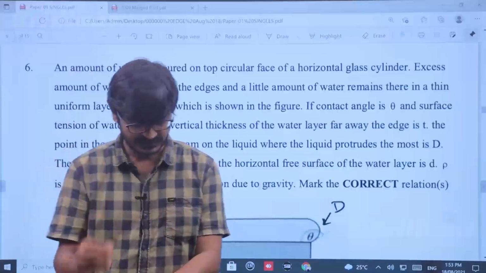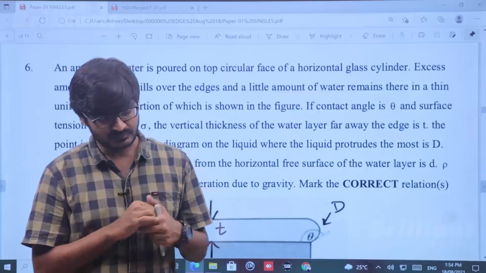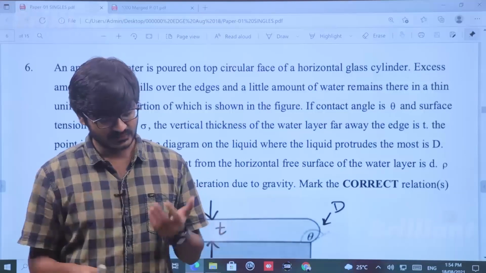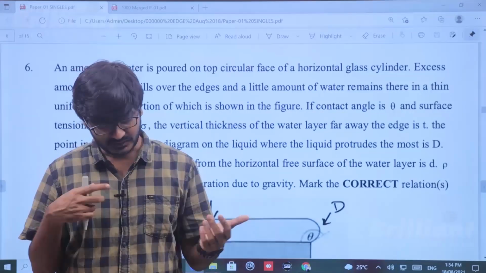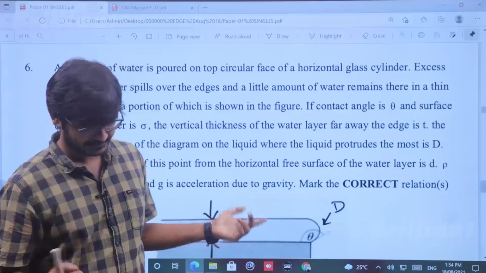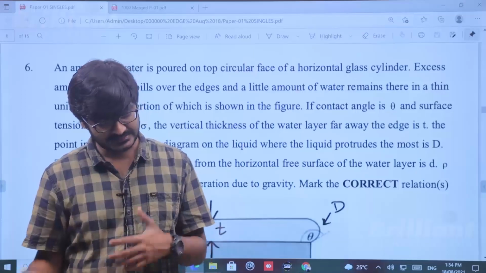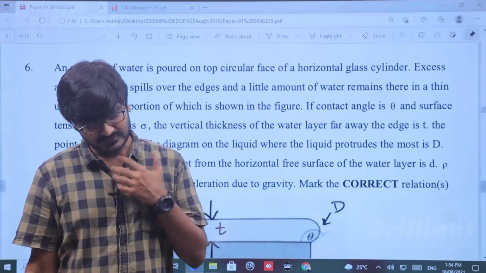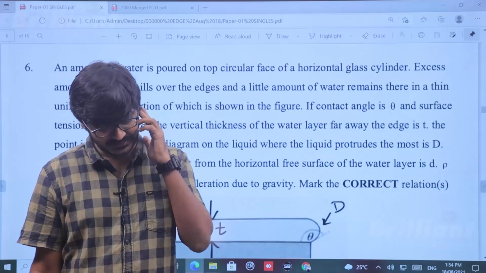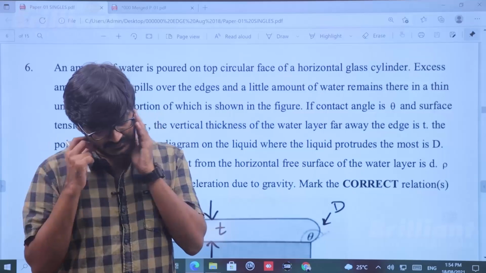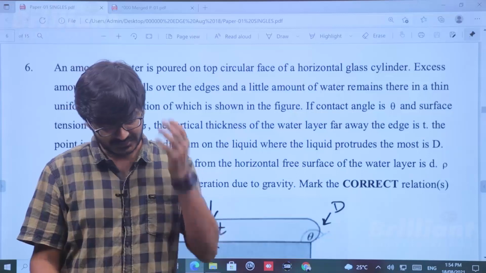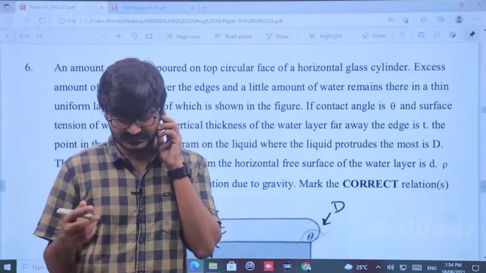Next question, you can pause and read the question. The question says, an amount of water is poured on the top circular face of a horizontal glass cylinder. Excess amount of water spills over the edges, and a little amount of water remains in a thin uniform layer, a portion of which is shown in the figure. If the contact angle is theta and the surface tension of water is sigma, the vertical thickness of the water layer far away from the edge is t, and the point in the plane of the diagram on the liquid where the liquid protrudes the most is capital D. The vertical depth of this point from the horizontal free surface of the water layer is D. Rho is the density of water, g is acceleration due to gravity.